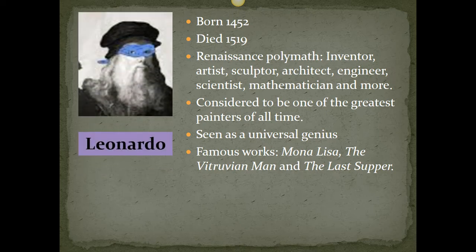Leonardo da Vinci, probably the most famous Renaissance personality, was born in 1452. He died in 1519. He was a Renaissance polymath. This means that he had a lot of different interests. He was an inventor, an artist, a sculptor, an architect, an engineer, a scientist, a mathematician, and many more. He's considered to be one of the greatest painters of all time and is seen as a universal genius.